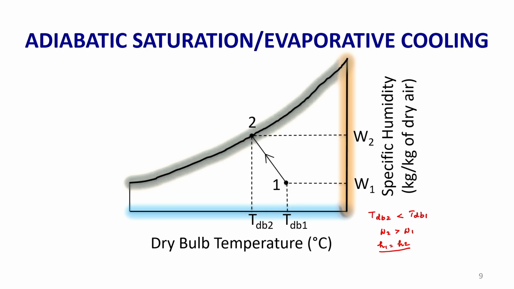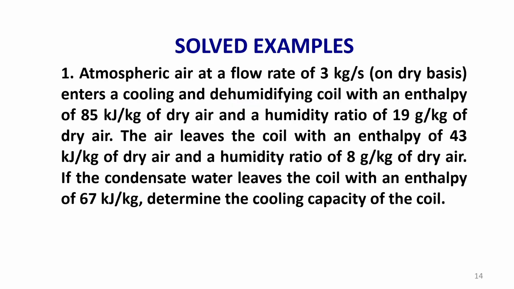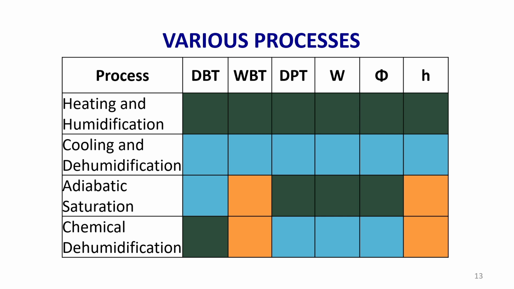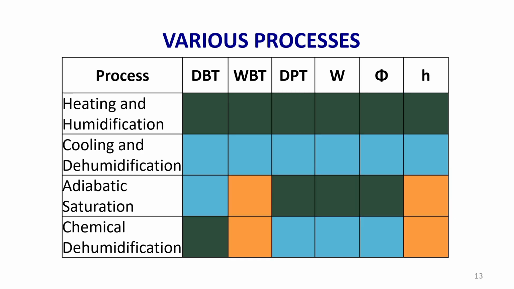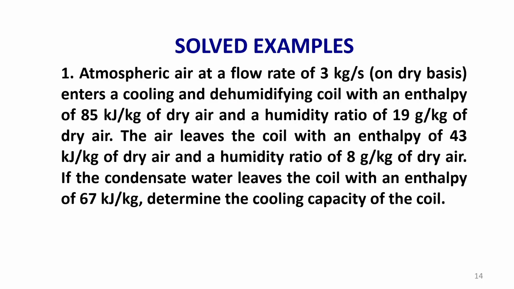In the evaporative cooling process, it is between water and air, whereas chemical dehumidification is done by using some chemicals, as I said before. So, in chemical dehumidification, the dew point, specific humidity and relative humidity decrease. Blue color indicates the property decreases, green color indicates the property increases, and sandal color indicates the property remains constant. I have given the legend in the previous slide. Due to space constraint here I have not mentioned it, but the same colors have been used. So, with this background, let us solve some numericals.